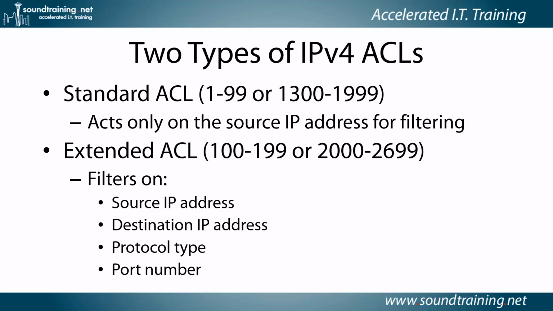Now, the extended access control list that we're going to cover in the second part of this video series is numbered 100 through 199 or 2000 through 2699. And unlike a standard access control list, which acts only on the source IP address for filtering, an extended list can filter based on the source IP address, the destination IP address, protocol type, or port number, or any combination of those. So you have a lot more granularity with an extended list than you do with a standard list. Sometimes people say, well, should you just always use the extended list? And the answer again is no, it just depends on what you want to do. A lot of times a standard list is sufficient, and why make things more complicated? So if you can, use the standard. If you need it, use the extended.